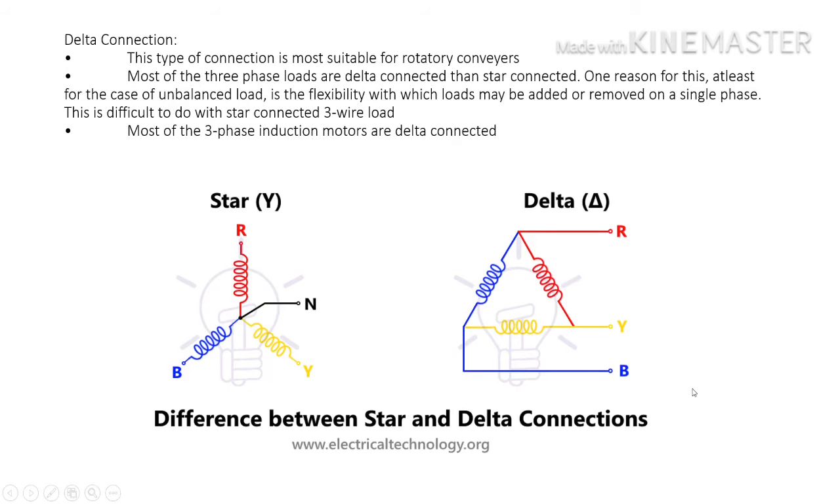Delta connection. This type of connection is more suitable for rotary converters. Most three-phase loads are delta connected rather than star connected. One reason for this, for the case of an unbalanced load, is the feasibility with which loads may be added or removed on a single phase. This is difficult to do with a star-connected three-wire load. Most three-phase induction motors are delta connected. This is the difference between star and delta connection.